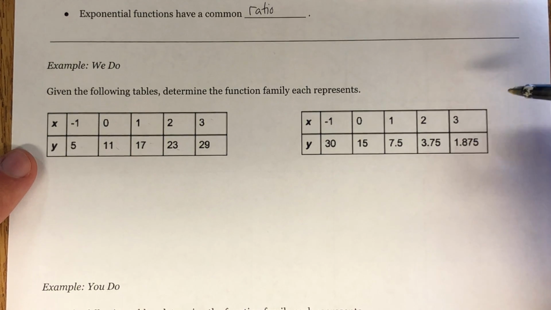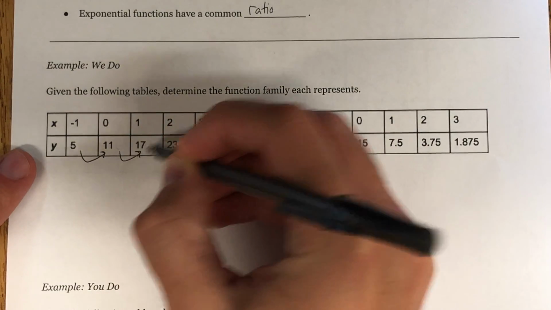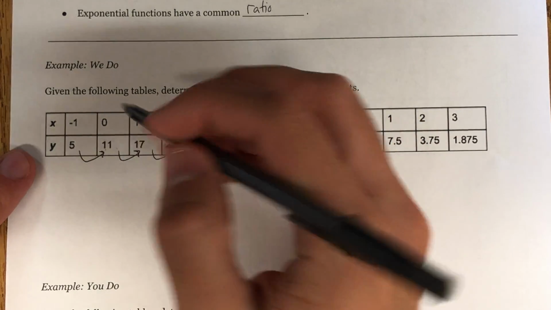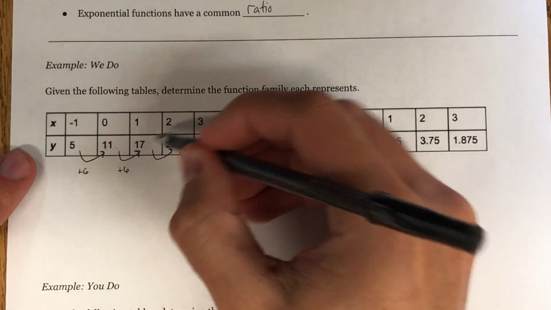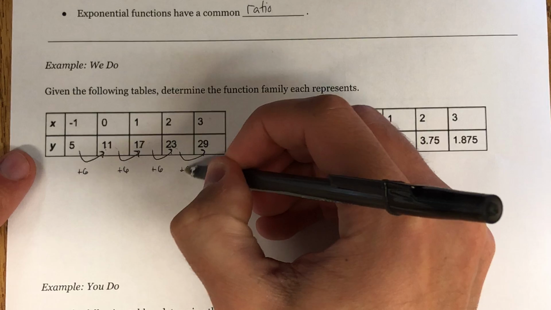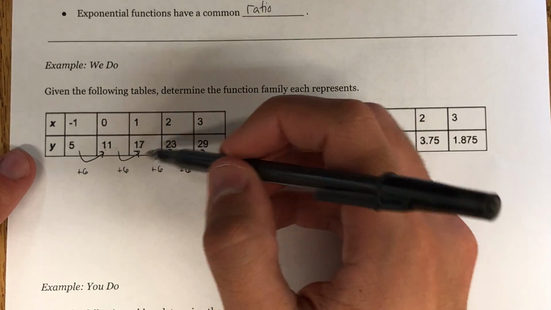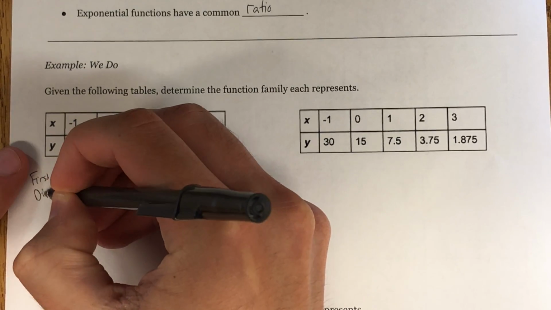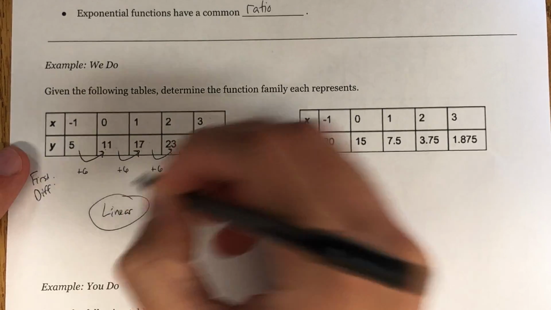So when we're talking about first difference, we're looking for what's the difference between each of these points. So from 5 to 11, we add 6. From 11 to 17, we add 6. From 17 to 23, we add 6. And from 23 to 29, we add 6. So this is what we would call a common first difference, which would make it a linear function.